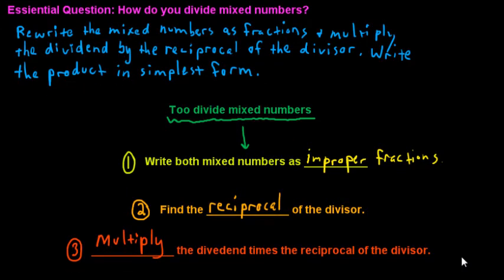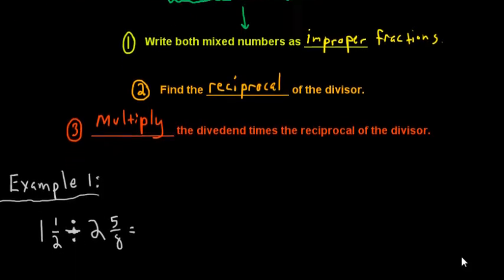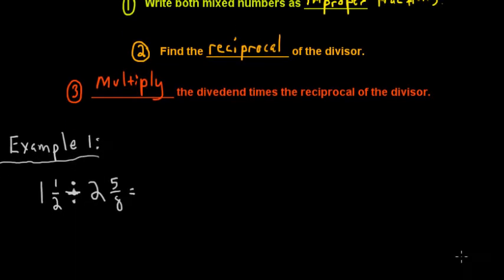So let's take a look at a couple of examples. Here's example 1. It's 1 1/2 divided by 2 5/8. So the first thing we're going to do is convert these to improper fractions using the Texas method. So 1 1/2 is 3/2, and I'm going to divide that by 21/8, which now I'm going to flip the numerator and the denominator. So I'm going to multiply by the reciprocal. So I'm going to change that division sign to a multiplying sign.